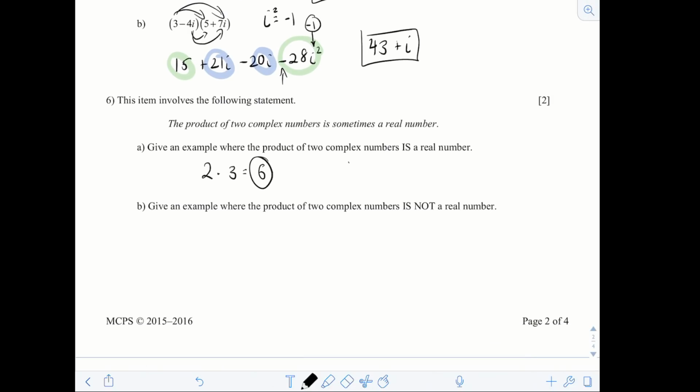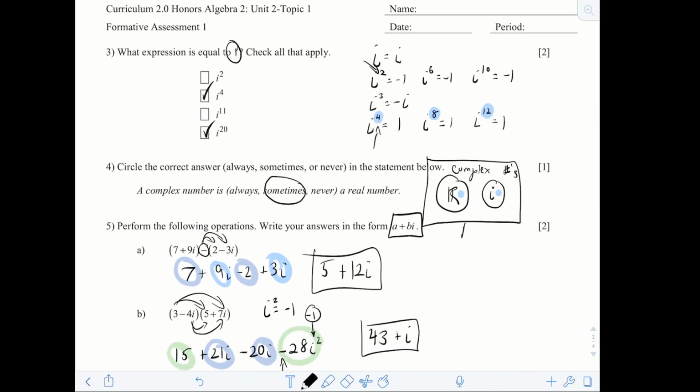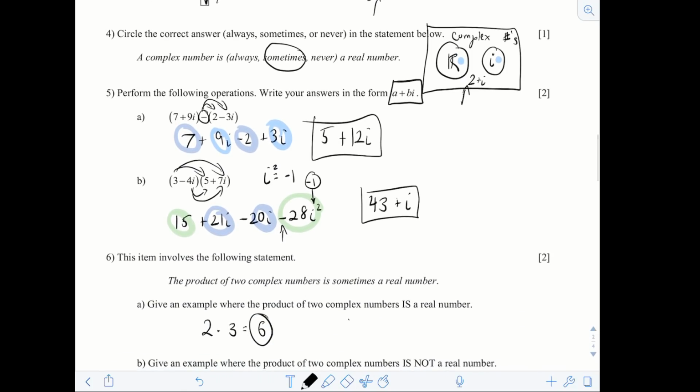Give an example where the product of two complex numbers is not a real number. So what I could do is take that same 2. i is also a complex number. And so 2 times i is going to leave me with 2i, so that is technically not a real number. This is imaginary. As I talked about before, a complex number could be a number that is real or imaginary, or a combination of both of them. That would be something like 2 plus i, both in the real numbers, but then added together with imaginary.